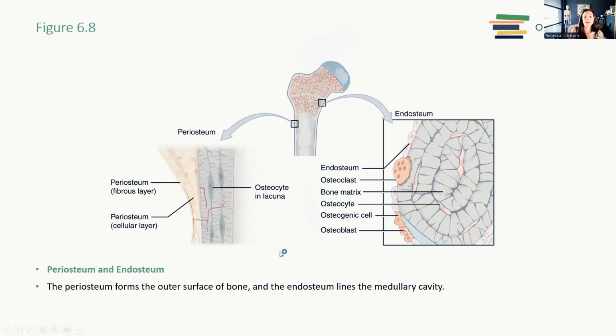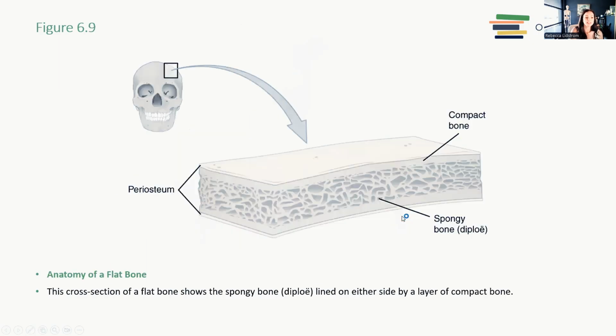Now, inside that inner lining are a lot of different cells that are going to be really important for us. And we'll talk about the roles of these cells here. We could see the endosteum here. You could see an osteoclast. You see osteoblasts here. You see bone matrix. We see an osteocyte. And we see osteogenic cells. But we'll talk about the importance of each of these cells.